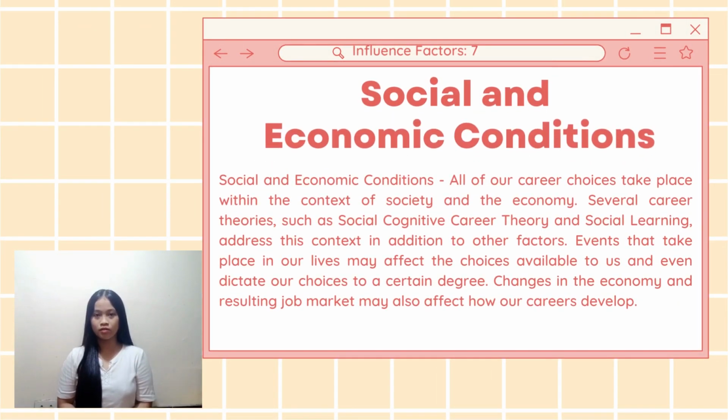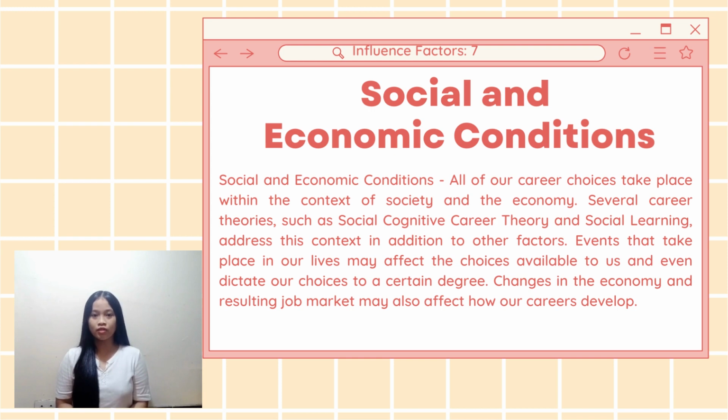Social and economic conditions. All of our career choices take place within the context of society and the economy. Several career theories, such as social cognitive career theory and social learning, address the context in addition to other factors. Events that take place in our lives may affect the choices available to us and even dictate our choices to a certain degree. Changes in the community and the resulting job market may also affect how careers develop.